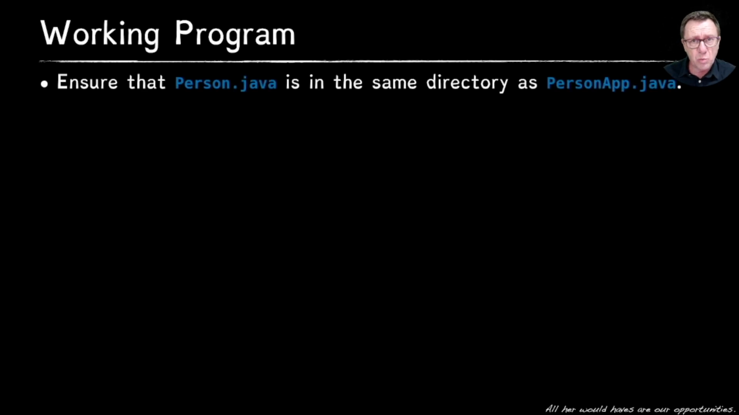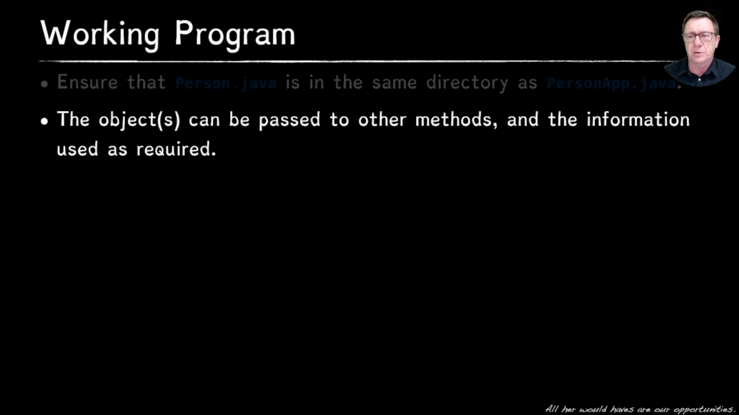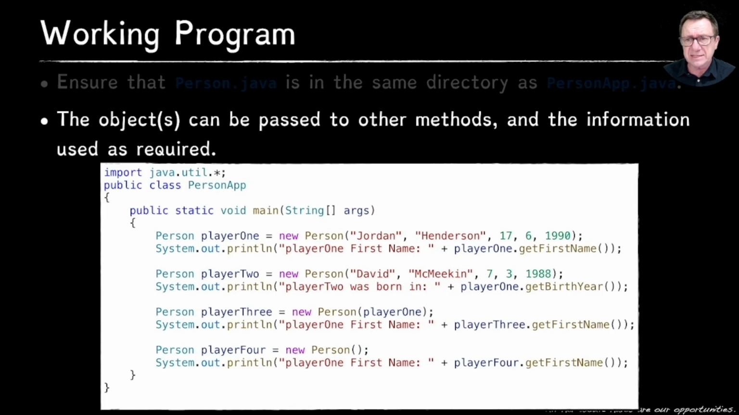Let's have a look at a working program. Now make sure when you're doing this that person.java is going to be in the same directory as our personapp.java. Now, we can pass stuff around, so let's have a look at the program. So, public class PersonApp, public static void main, we're familiar with that. We've got our main up and running.